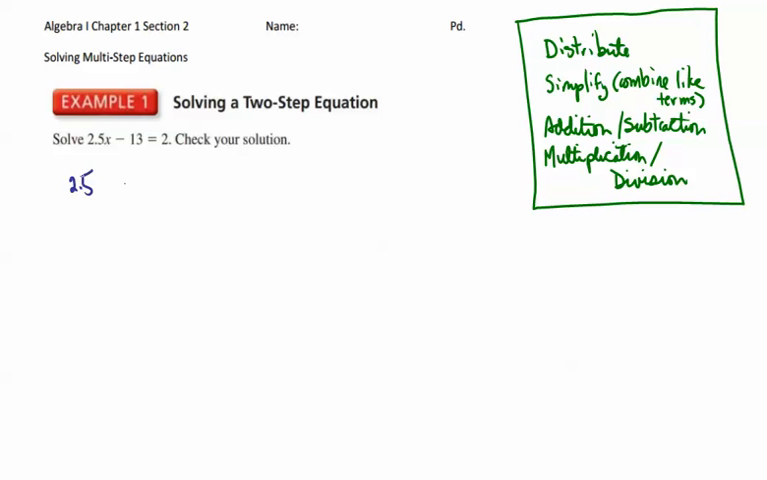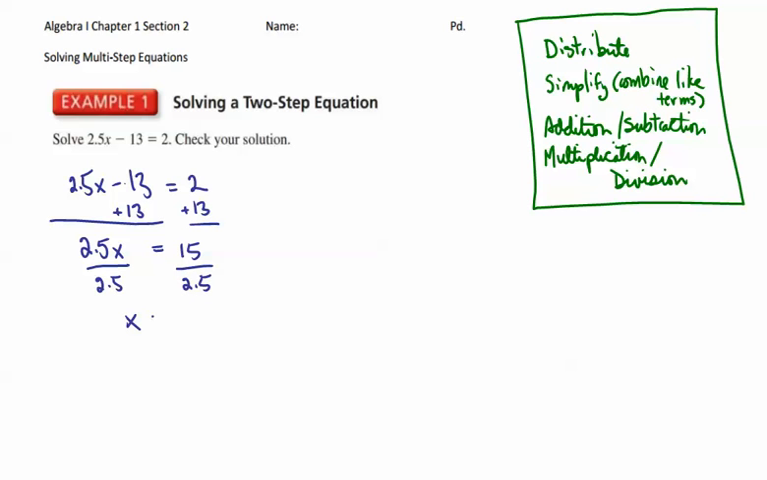So we have 2.5x minus 13 is equal to 2. There's nothing to distribute here. There's nothing on either side to combine, so we can simply start by using addition to add 13 to both sides, and that will leave us with 2.5x is equal to 15. We're going to then divide both sides by 2.5, and we end up with x being equal to 6. So this is a simple example of how we go about solving multi-step equations using the strategies in the order that are listed on the right side.